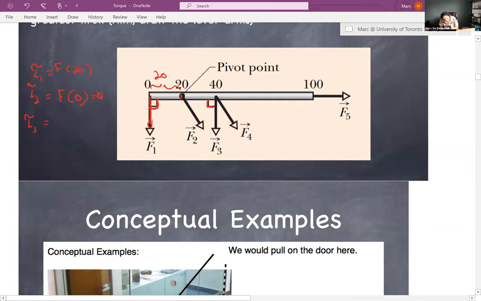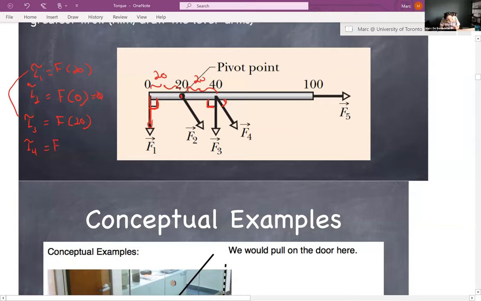Three, again, is applied at a 90 degree angle, and the distance away from the pivot point is 20 centimeters. So this would be force times 20 centimeters for torque. So one and three are tied at the moment. Force four is interesting. It is applied at the same location as force three. However, it's at a different angle. It's no longer at 90 degrees.